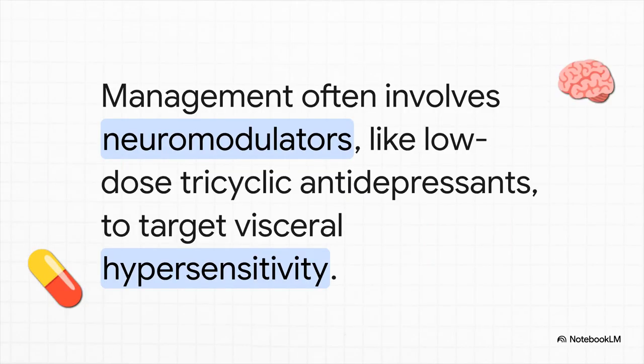And here's the key. The treatment for functional chest pain is a whole different ballgame. We're not targeting acid or muscle spasms anymore. Instead, the approach often shifts to neuromodulators, things like low-dose tricyclic antidepressants. The goal here is to target something called visceral hypersensitivity. You're essentially trying to turn down the volume on the pain signals coming from the esophagus itself.